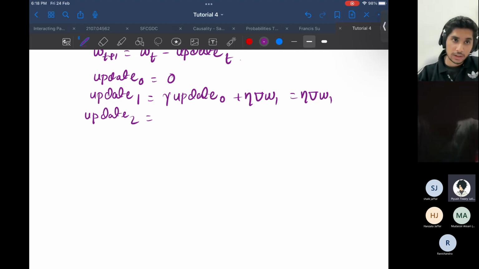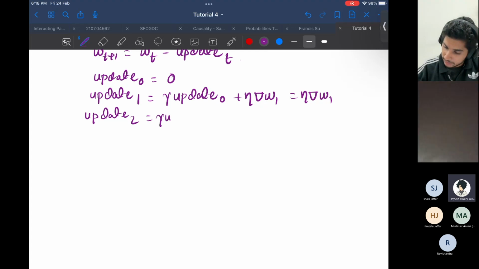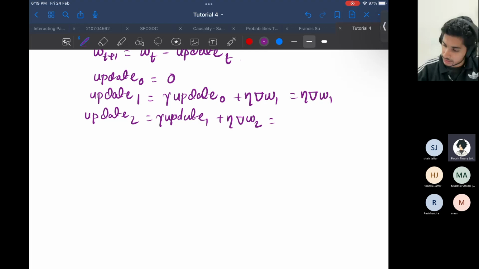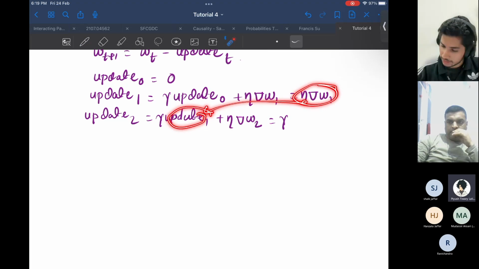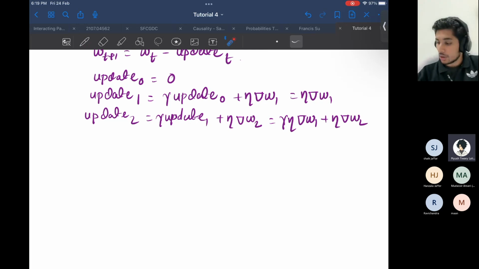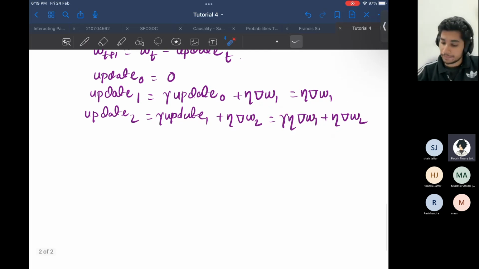The update at time instant 2 now will be gamma times the update at time instant 1 plus eta times the gradient at time instant 2. So what we will do is we will just substitute this term here. What we will get is gamma eta times the gradient with respect to w1 plus eta times the gradient with respect to w2. So I hope you can see that at time instant 2 in particular, we are not only considering the gradient at time instant 2, but we are also considering the previous past updates, which is the gradient at time instant 1, right?